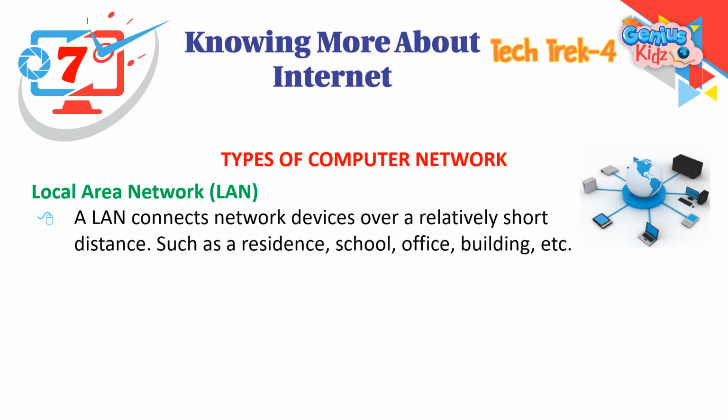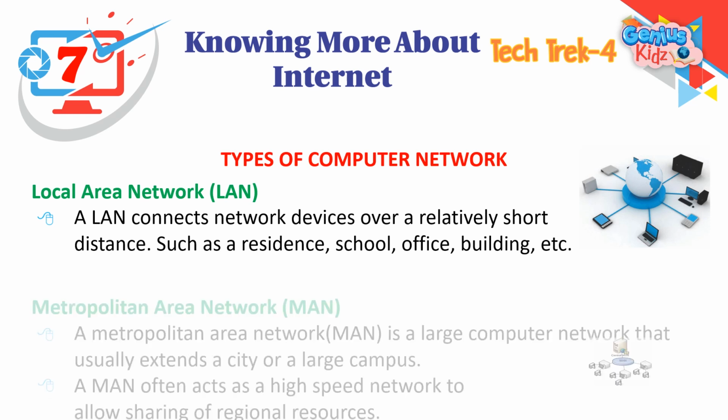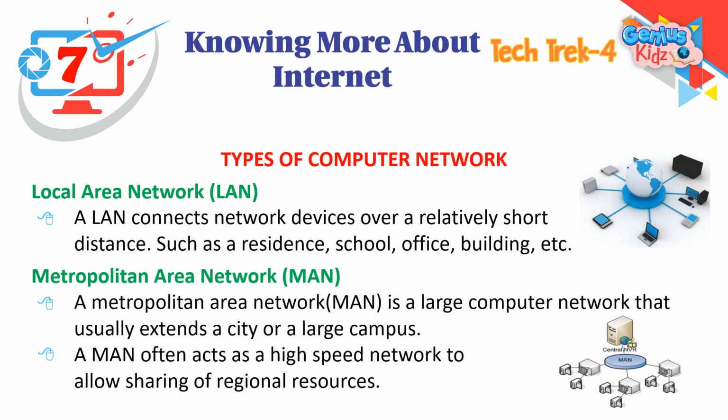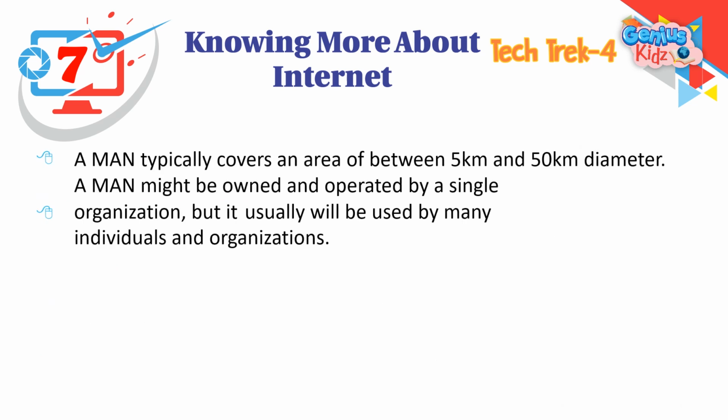Types of computer network. Local area network, LAN. A LAN connects network devices over a relatively short distance, such as a residence, school, office, building, etc. Metropolitan area network, MAN. A metropolitan area network, MAN, is a large computer network that usually extends a city or a large campus. A MAN often acts as a high-speed network to allow sharing of regional resources. A MAN typically covers an area of between 5 kilometers and 50 kilometers diameter.